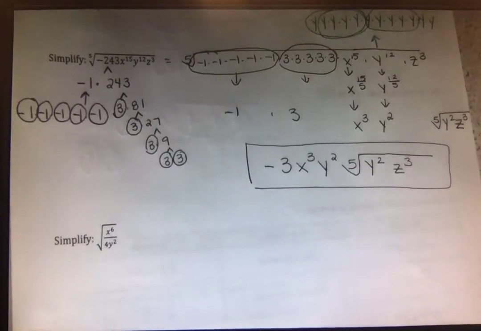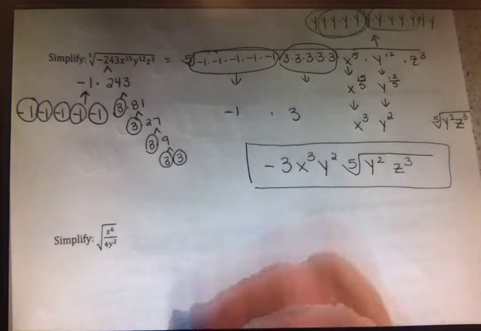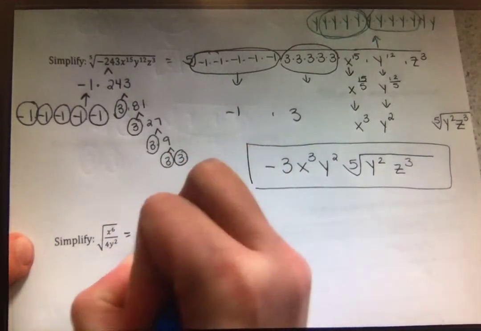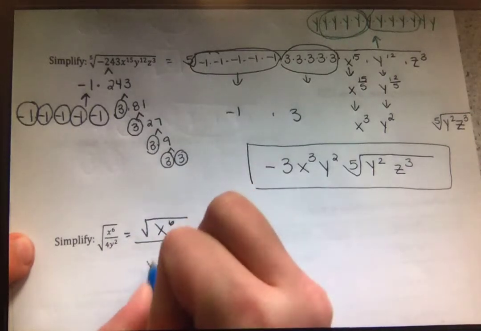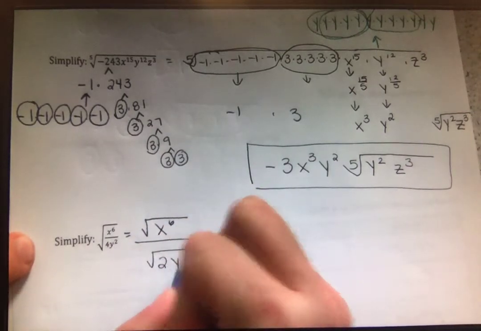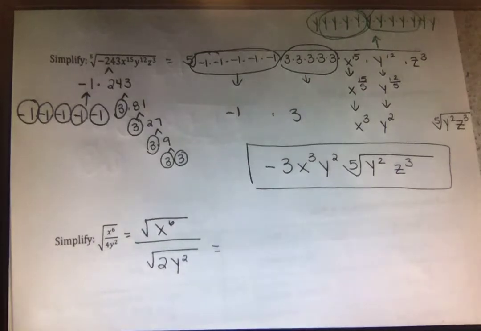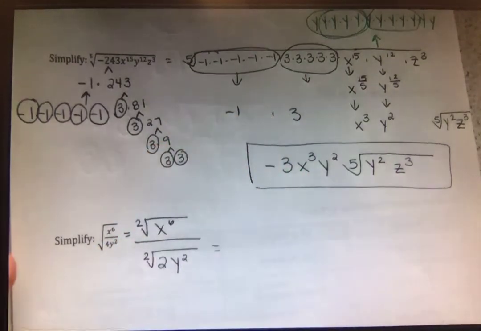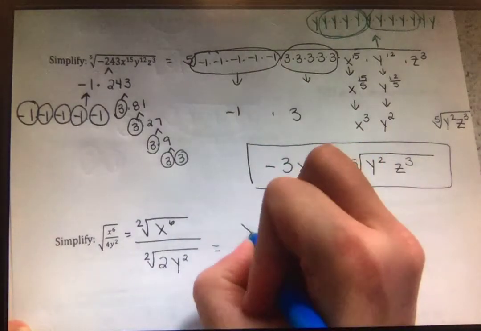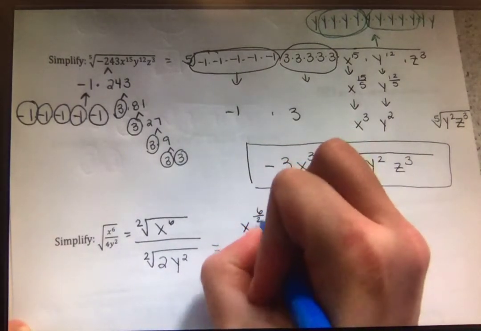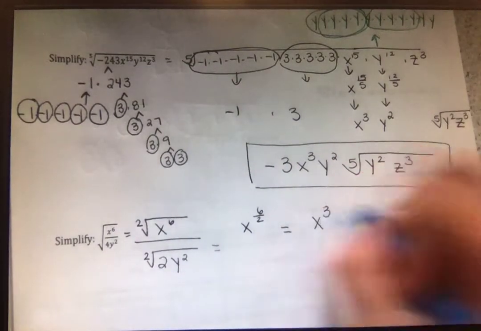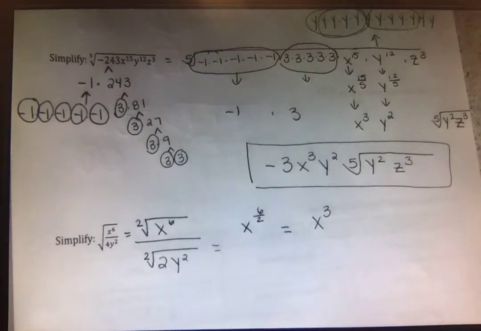Last two for this section. We have to simplify the square root of x to the sixth over 4y squared. Just like we did on the previous page, we can use the quotient rule to split this up and say the square root of x to the sixth divided by the square root of 4y squared. Because there is no index, it is understood that it's a square root, so our index is 2. So x to the sixth, we're taking out groups of 2. So 6 divided by 2 tells us that 3 groups are coming out, none are left over. 6 divided by 2 is 3 even.